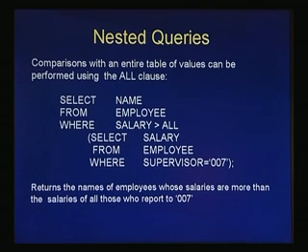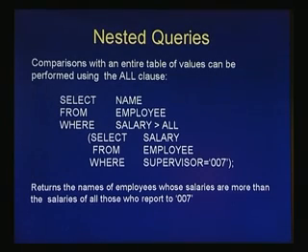Okay, so let us try to analyze this query step by step. First, take the nested query or the inner query here. It says select salary from employee, that is, give me the salaries of all employees where, well, it should actually be reports to. There's a small bug in this slide: where reports to equal to 007. That is, give me the salaries of all employees who report to 007.